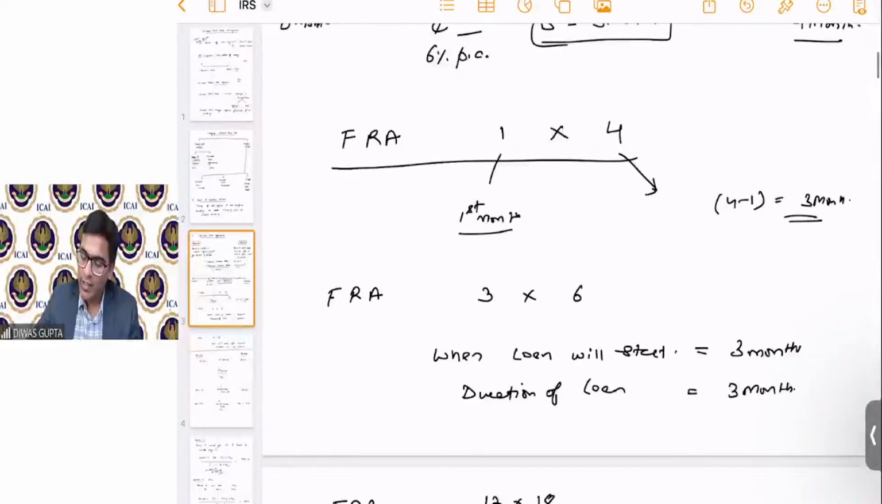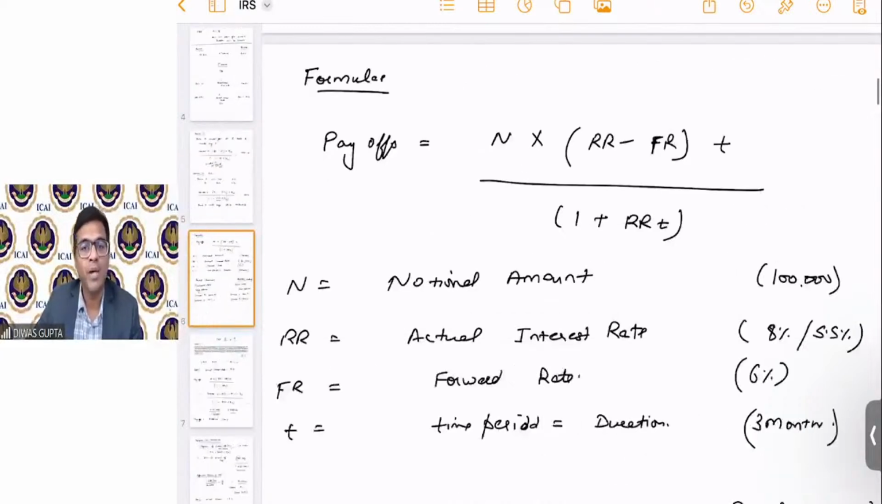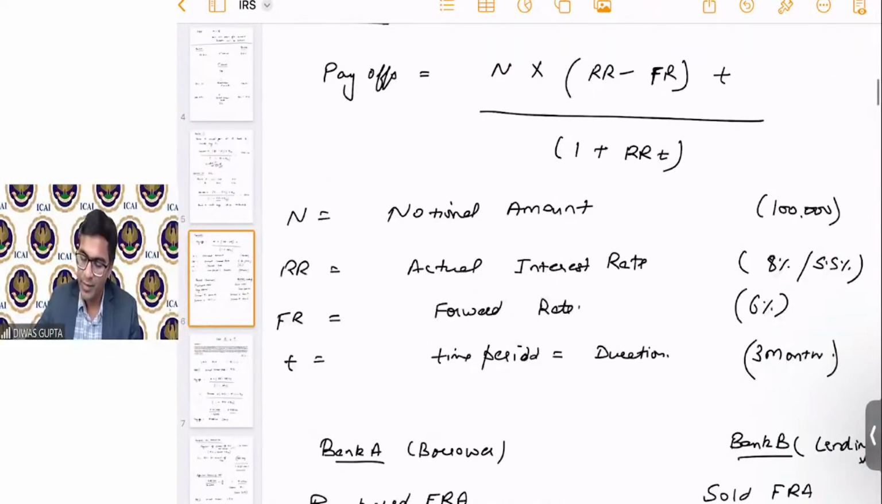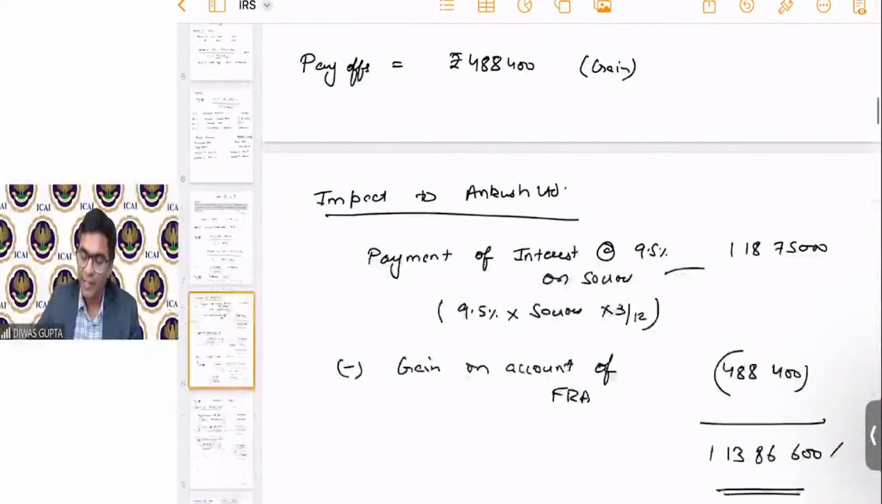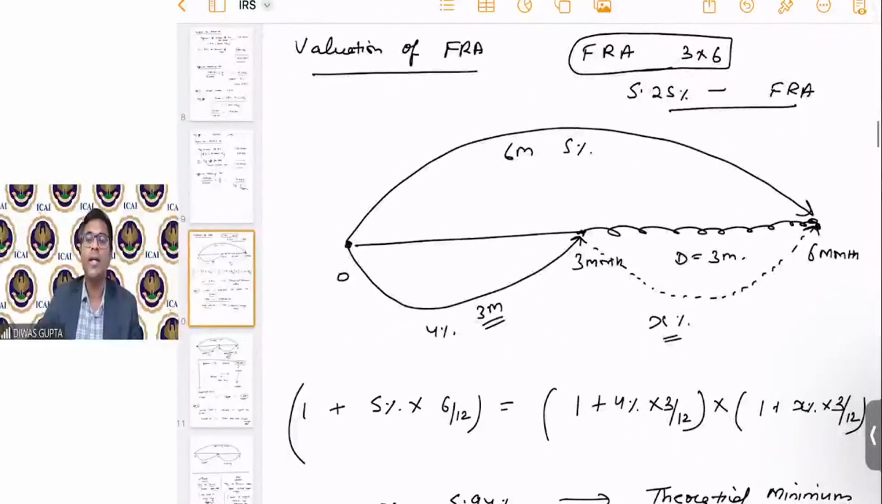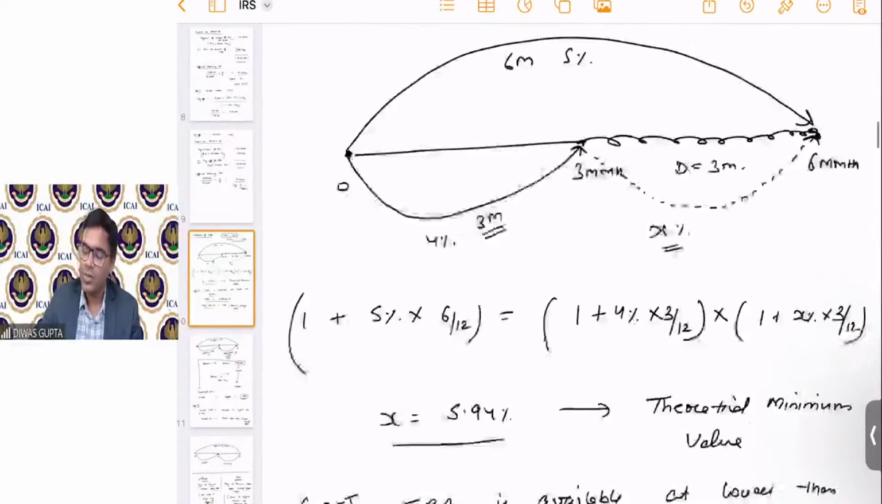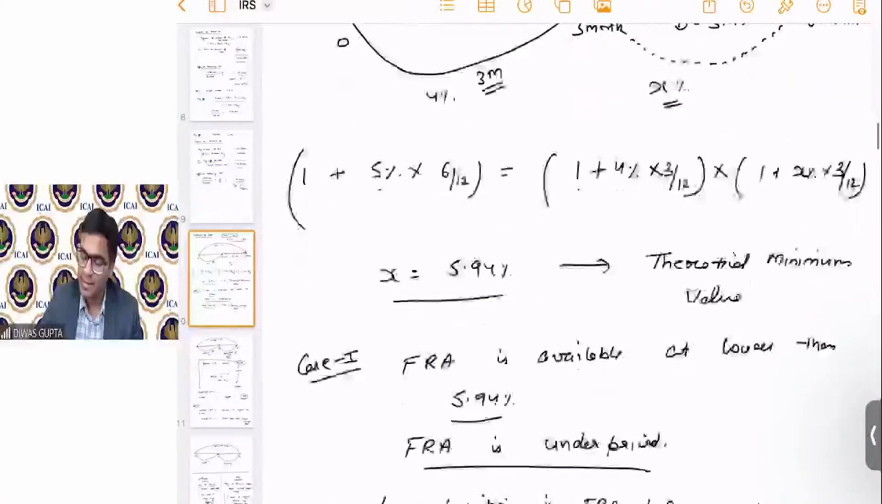Similarly, we also had gone through what is the formula for calculating the payoffs for FRAs. Then how will we value the FRA? The valuation of FRA was totally dependent on the end. So for example, we are talking about FRA 3/6. So what is the 6 months interest rate? What is the 3 months interest rate? And the differential basis this equation will give us the FRA rate for 3/6.